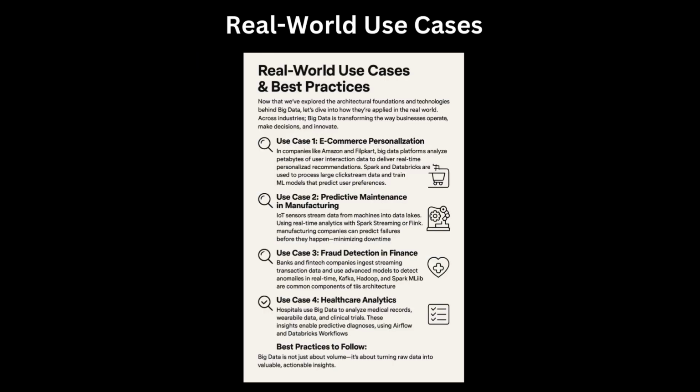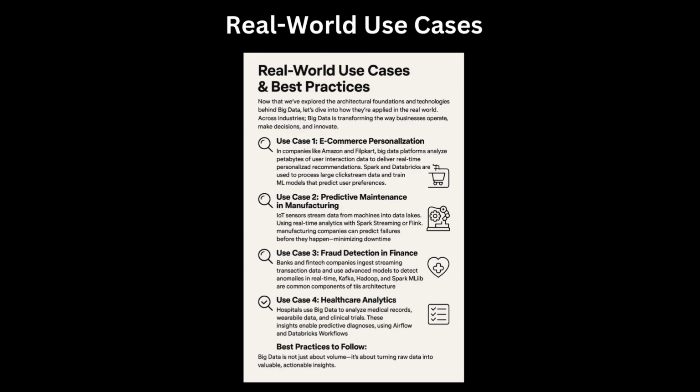Now that we've explored the architectural foundations and technologies behind big data, let's dive into how they're applied in the real world. Across industries, big data is transforming the way businesses operate, make decisions, and innovate. In companies like Amazon and Flipkart, big data platforms analyze petabytes of user interaction data to deliver real-time personalized recommendations. Spark and Databricks are used to process large clickstream data and train ML models that predict user preferences.